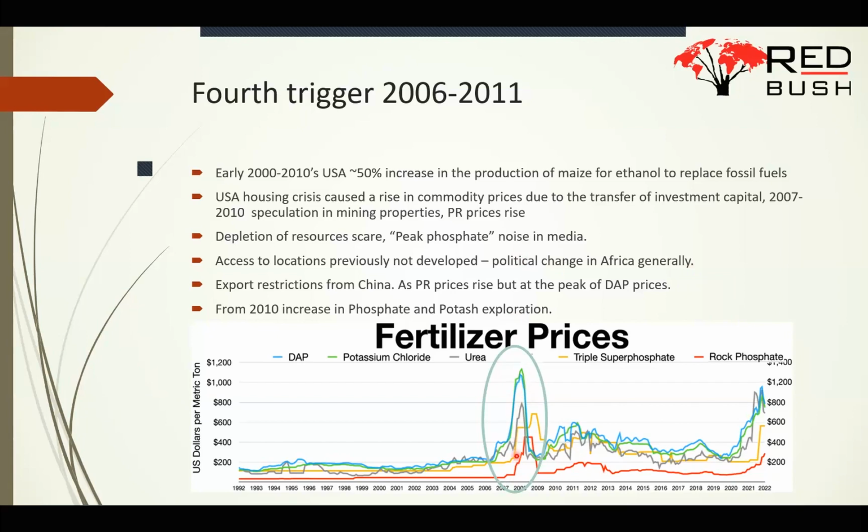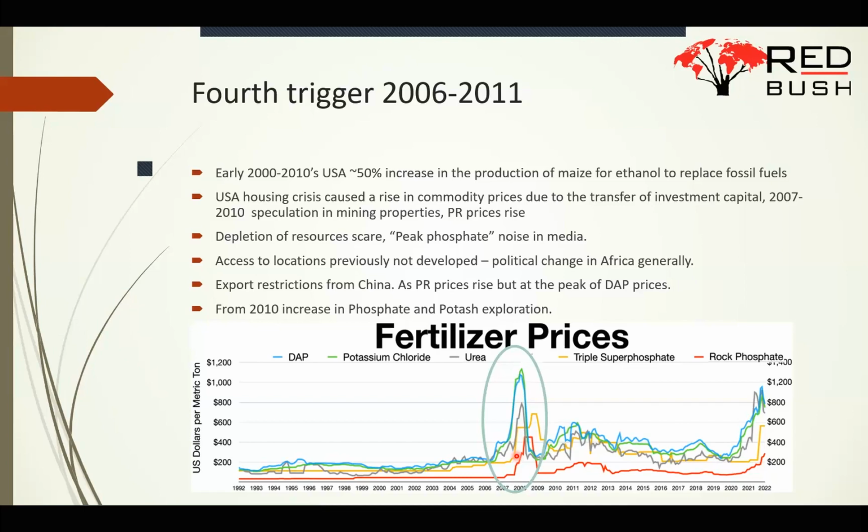It's not just fertilizer that goes up. A lot of commodities, except for gold, just spike. There's also, we regularly get these peak phosphate scares every once in a while. So there's a lot of peak phosphate noise in the media, how we're going to run out of it. The other trigger is in 2010, a lot of places become a little bit easier to access.